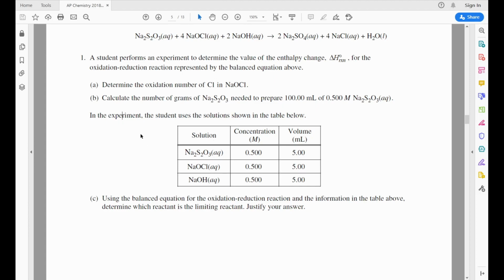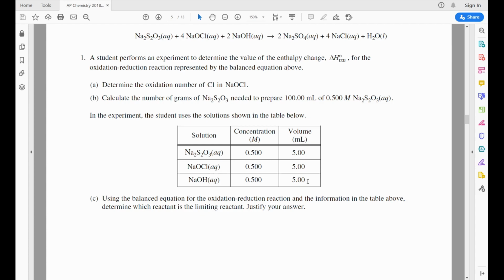C says, in this experiment, the student uses the solutions shown in the table below. We know that C is related to this information. It's not directly related to the previous questions because of this kind of break in the text. And it says that we use 0.5 molar sodium thiosulfate, 5 milliliters of it, and the amount we mixed up last time. We use 0.5 molar sodium hypochlorite. This is ClO or OCl. They're written reversed from what we're normally used to seeing, but this is the hypochlorite ion. And we're using 0.5 molar and 5 milliliters of that. And then sodium hydroxide, again, 0.5 molar, 5 milliliters of that.